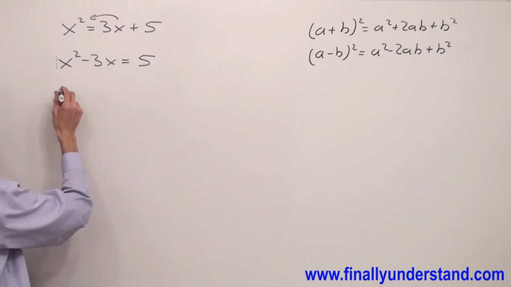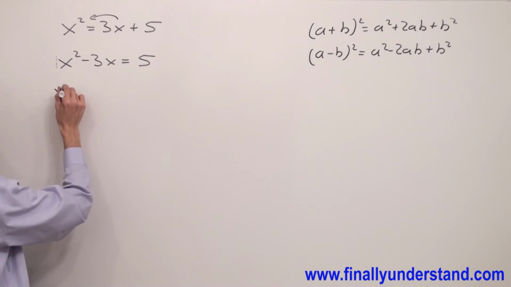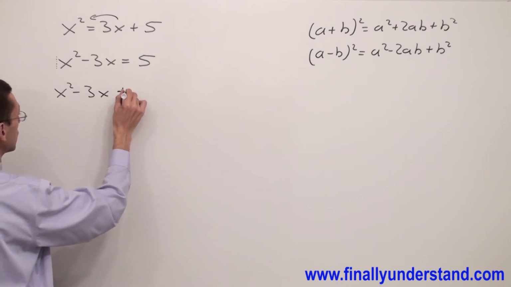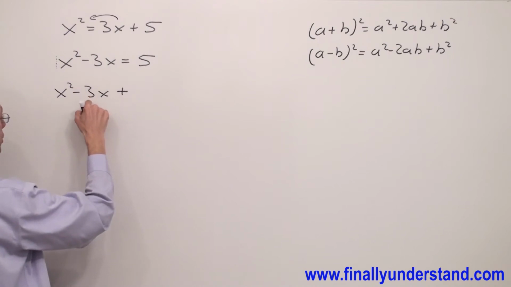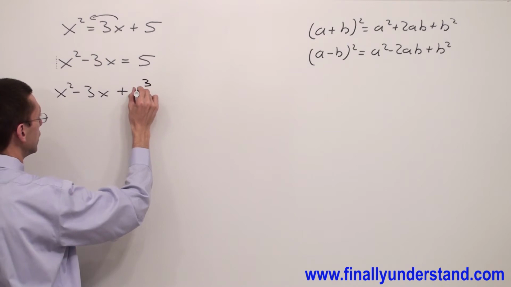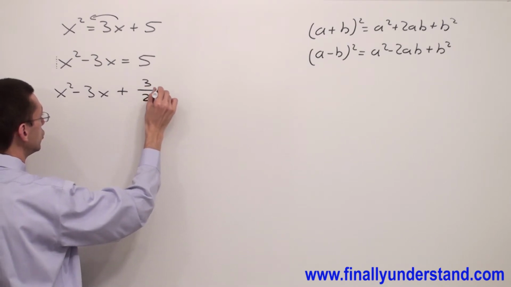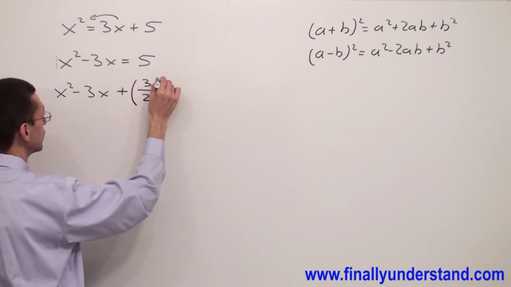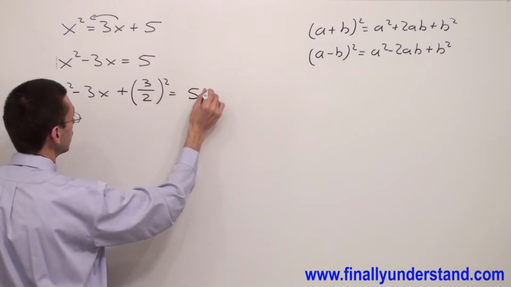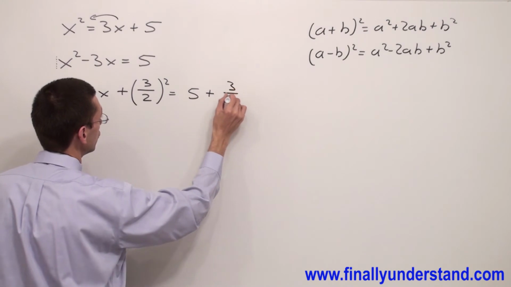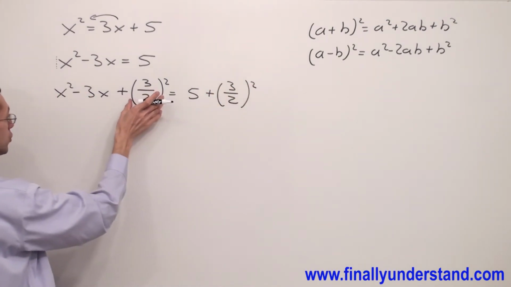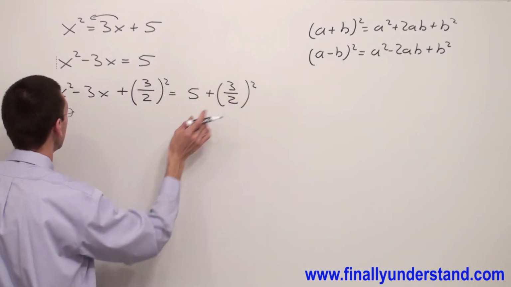So copy down x squared minus 3x plus, take the coefficient of the first degree term, so I have 3, divide always by 2, and raise to the second power, equals 5 plus 3 over 2 to the second power. Whatever you add to the left side, you have to also add to the right side.